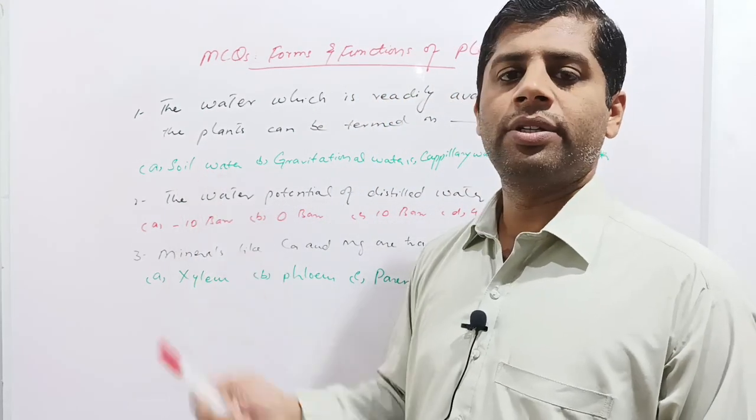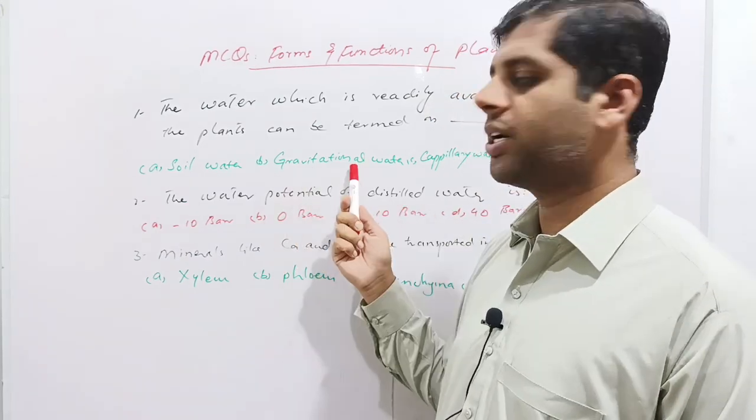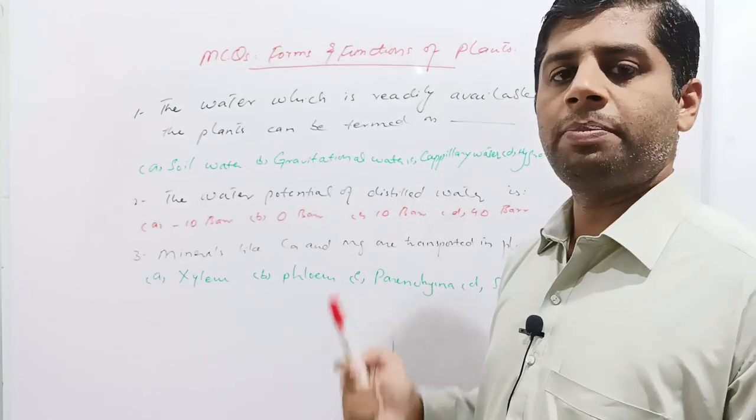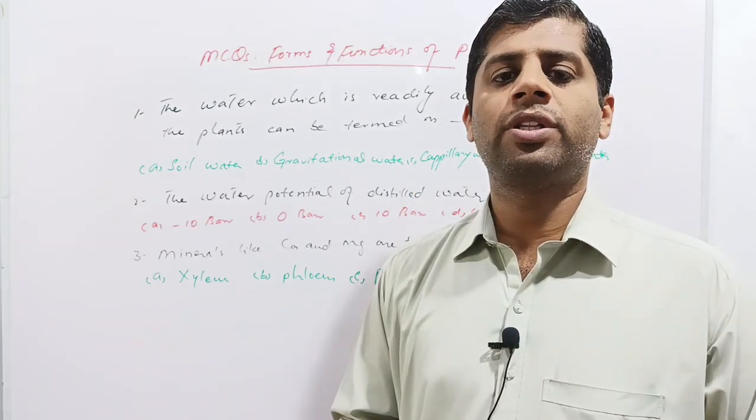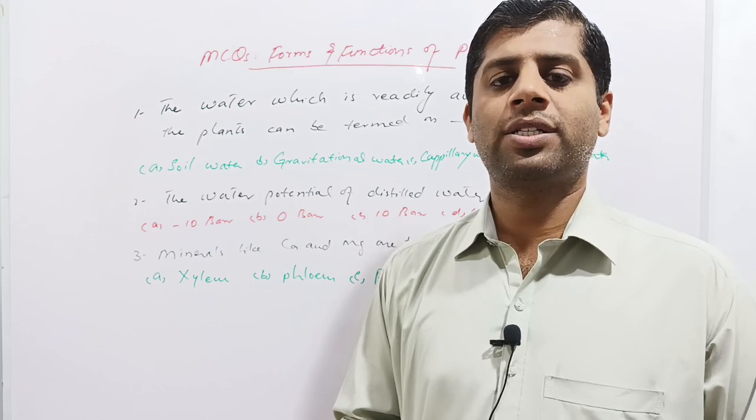First is soil water. This is a common word and doesn't seem suitable for this. Next is gravitational water. It's earth water or soil water. Next is the capillary water. As we know that water is transported in the plants through xylem vessels through capillary action. So this water can be termed as capillary water.